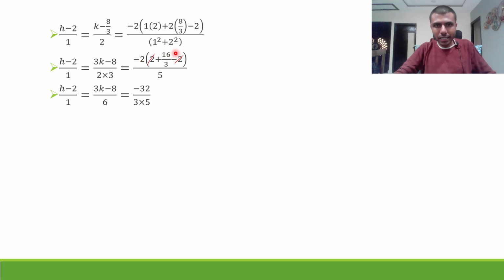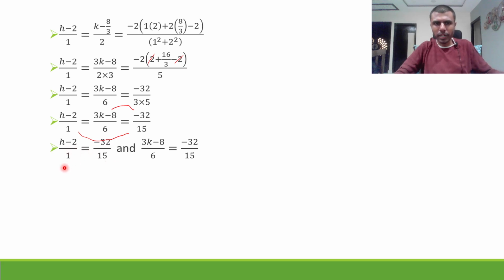So what will I get? Minus 2 into 16/3. Minus 2 into 16 is minus 32 by 3 into 5. These two will get multiplied, and what I'll get is minus 32/15. Now split it and get the values. (h minus 2) by 1 is minus 32/5. (3k minus 8) by 6 is minus 32/15.